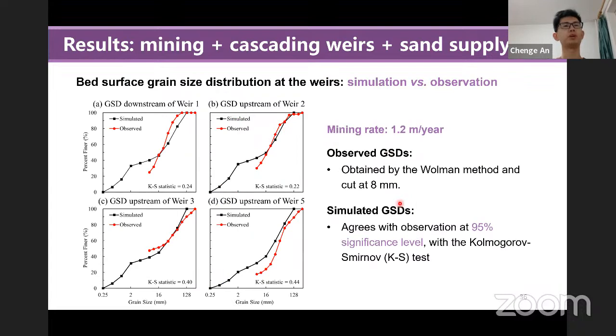And we also compare the simulated bed surface grain size distribution at the weirs. The observed grain size distributions are obtained from the Wolman method, which is cut at 8 millimeter here. And the simulated grain size distribution agrees with observation at 95% significance level with the KS test.